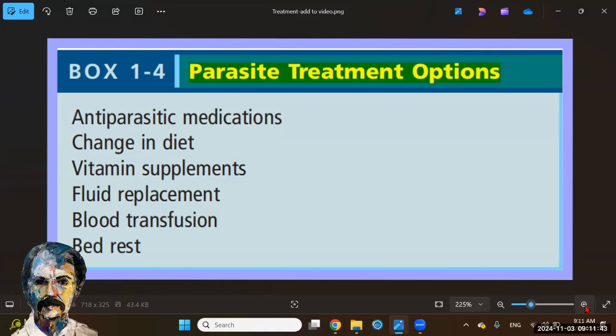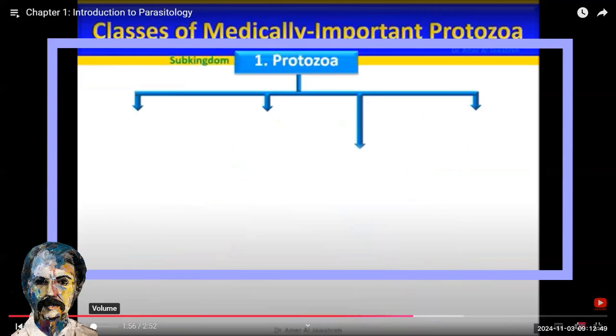Fluid replacement. If the disease is very severe, then it can cause dehydration. Then they have to give you fluid IV. Blood transfusion in some cases, and bed rest for all of them.